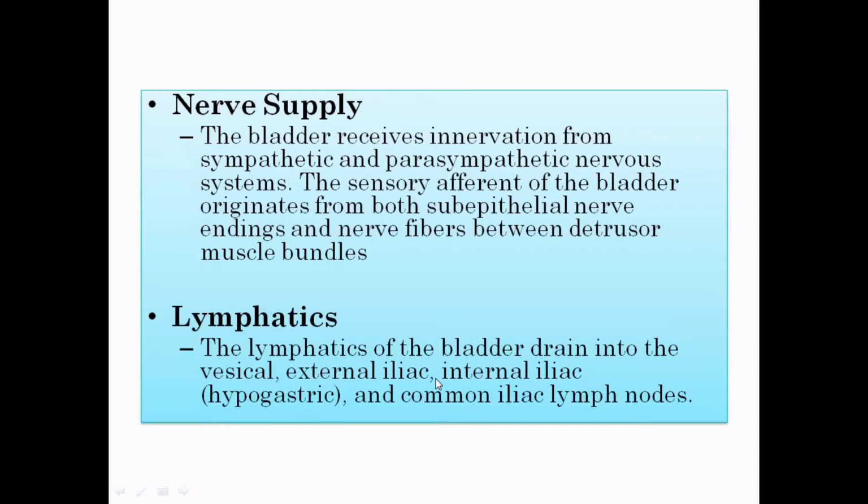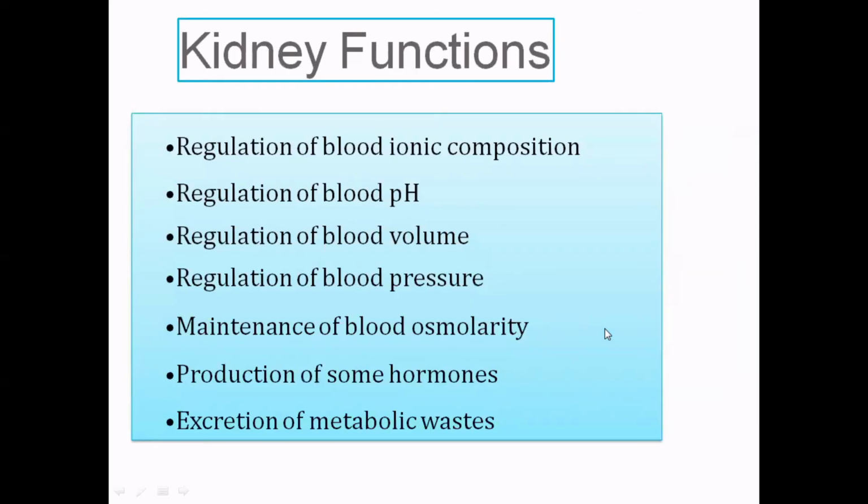Nerve supply is a very complex topic. Basically, today you remember that there is sympathetic and parasympathetic, and sometimes somatic. Sorry, there is no somatic supply, only sympathetic and parasympathetic.